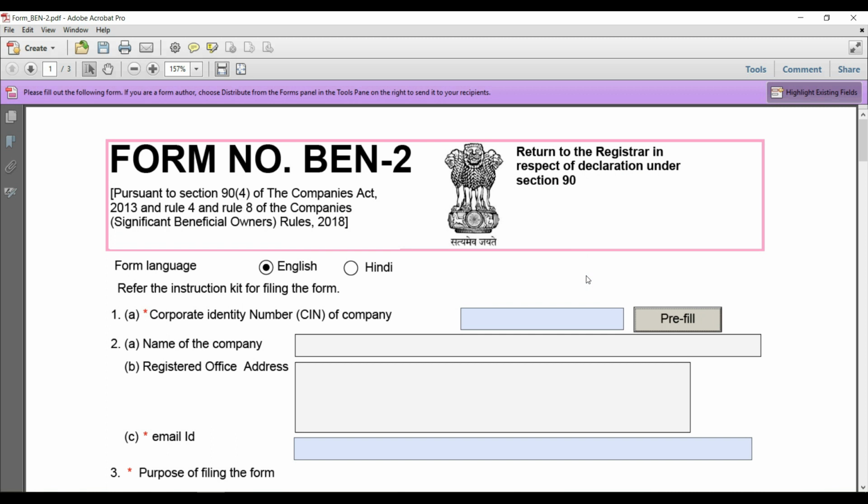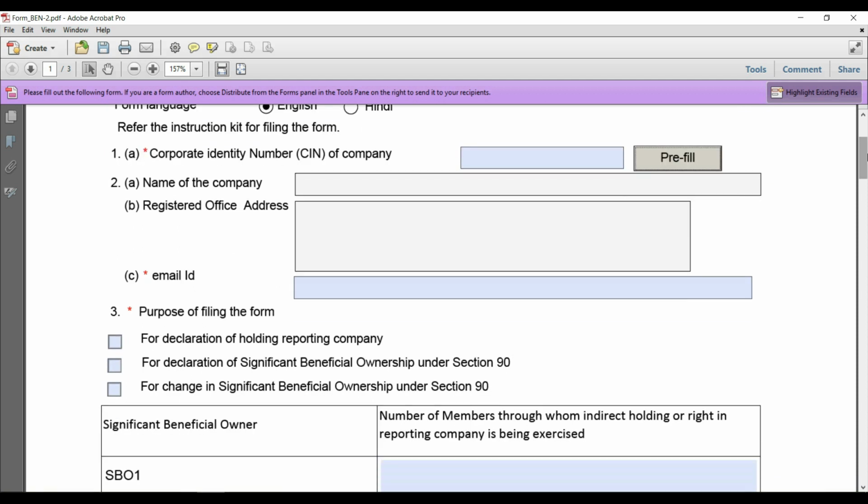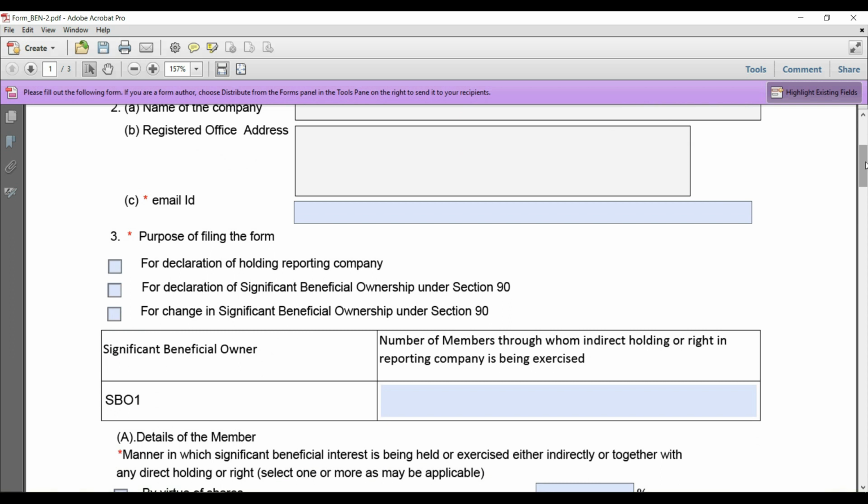Okay, then as it goes down, the email ID will be auto prefilled in the name of the company. On the third radio button, third option, purpose of the filing of the form, why are we filing the form? Whatever details we have in the Ben-1, all the details we have to mention here.